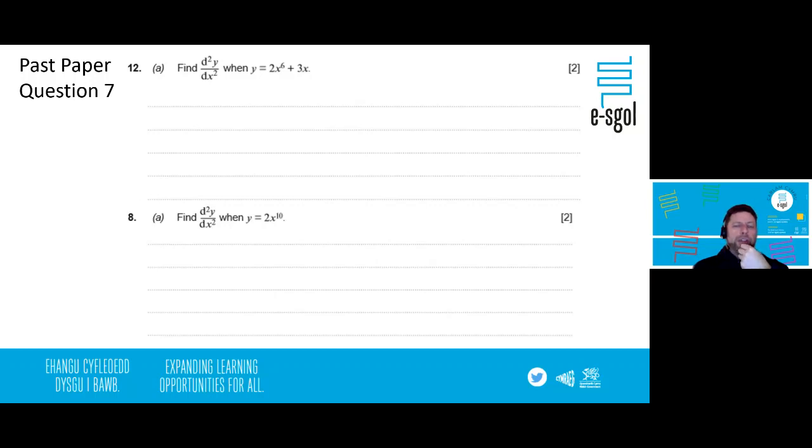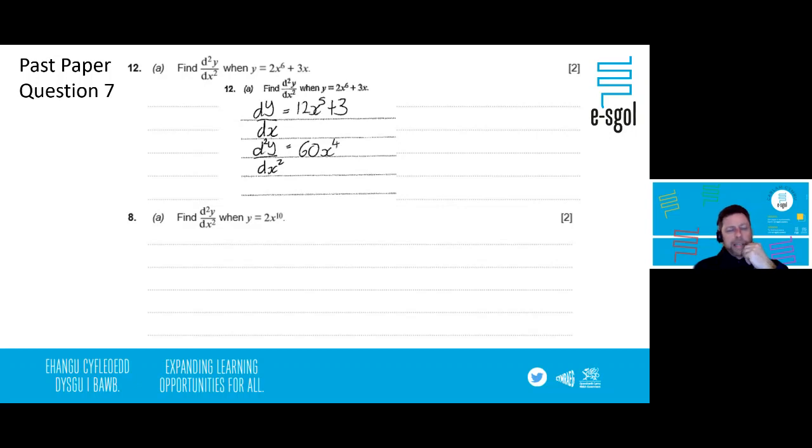If you're unsure, you differentiate. First of all, 2x^6 plus 3x, you differentiate that. There's my first answer. 2 times 6 is 12. Decrease the power by 1. 3x differentiates straight away to just 3, because the gradient of the line 3x is 3. You might know from year 11 maths, y equals mx plus c.